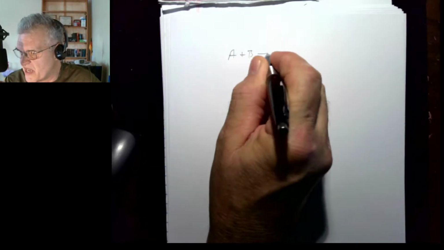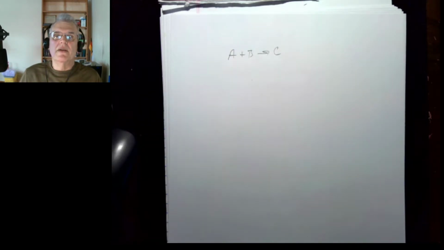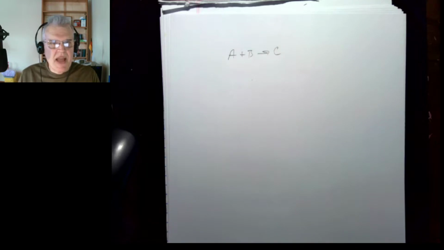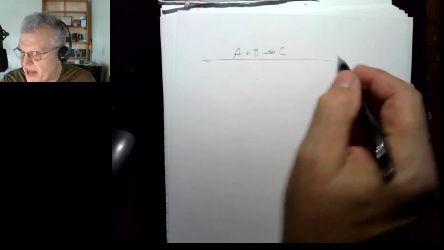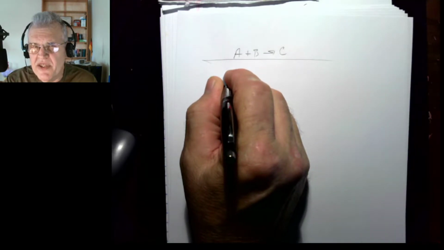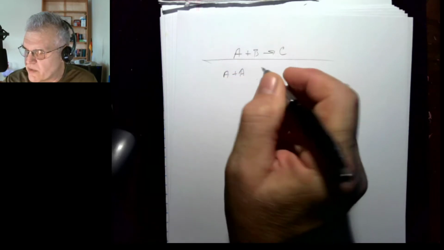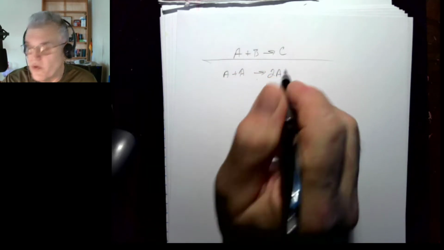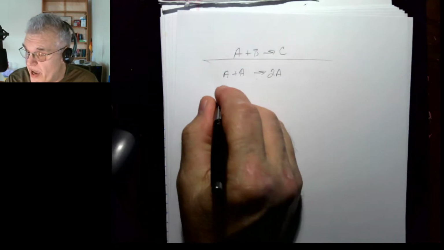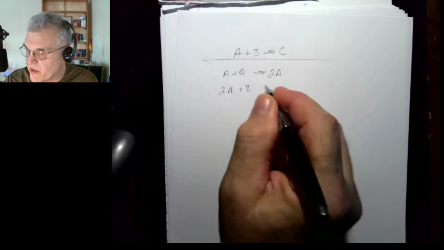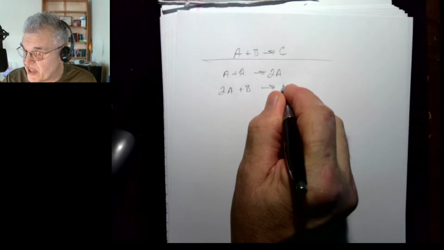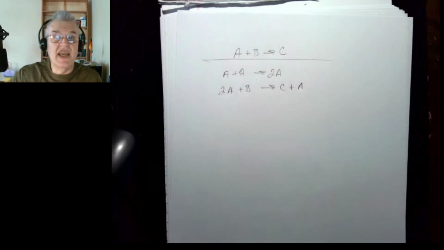A plus B goes to C. And you think, okay, well, it's a simple chemical reaction. A hits B somehow and they react and there's a bond that forms and it makes another compound called C. Well, maybe, but maybe not. What if what really happens is a two-step mechanism? First, A has to react with another A to form 2A. And then this 2A is capable of reacting with B to give us C plus A. A gets kicked off again.